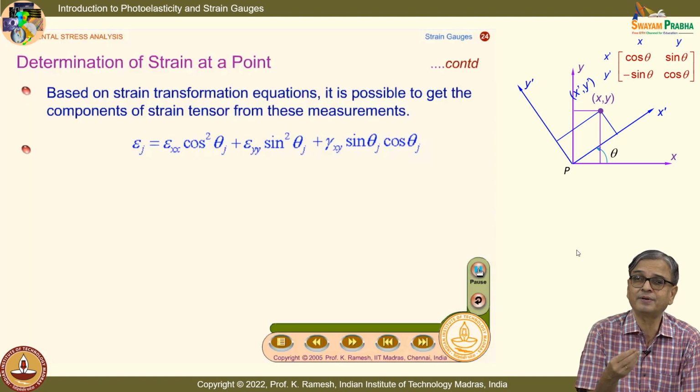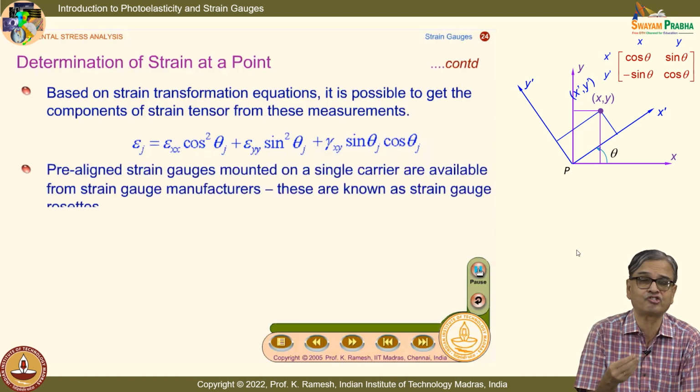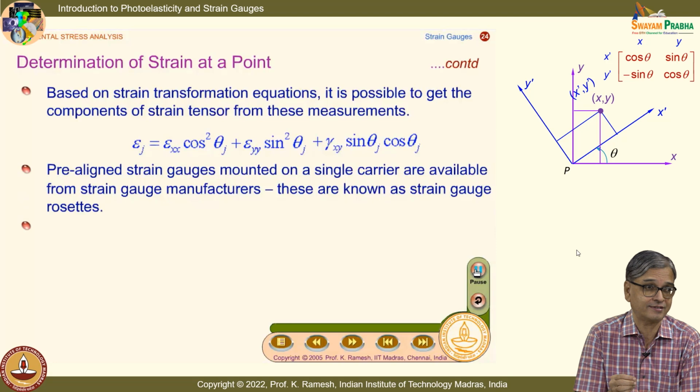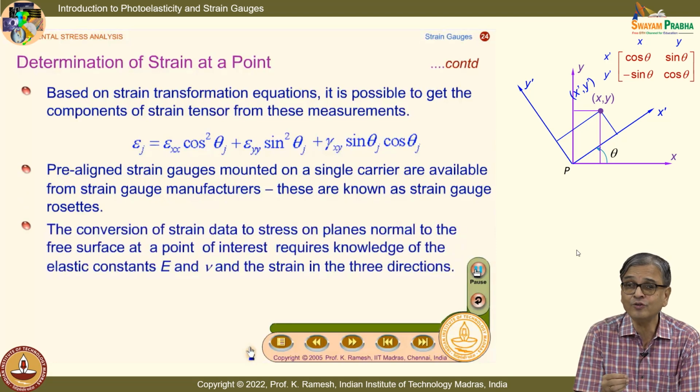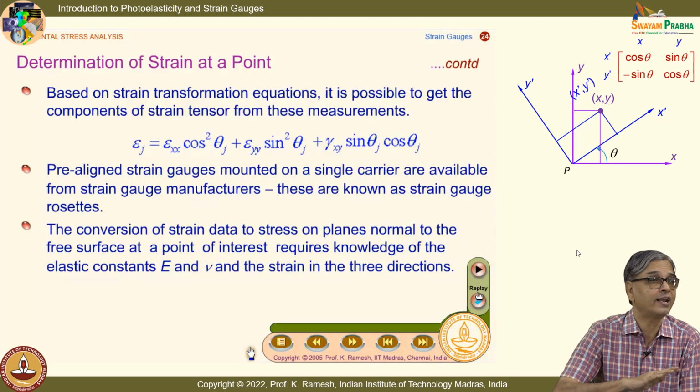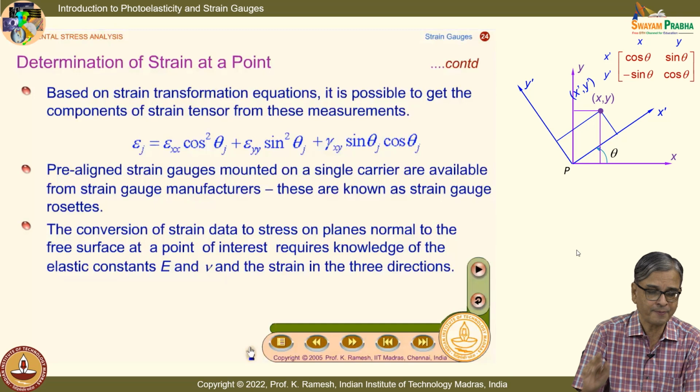So whenever somebody says strain gauge gives you strain, don't say that. It gives you only a component of strain. A strain rosette which has 3 elements in it can give you the state of strain in a 2-dimensional situation. Okay.